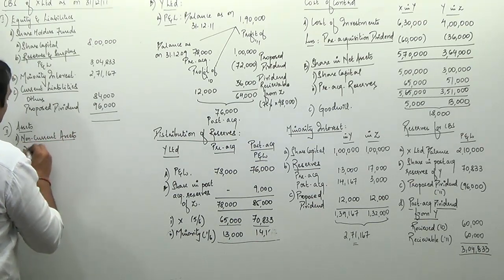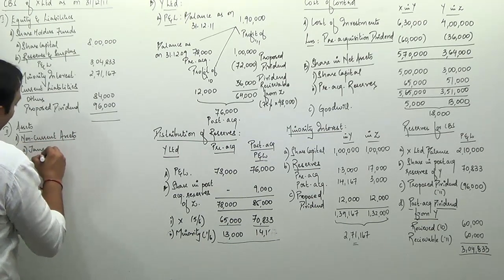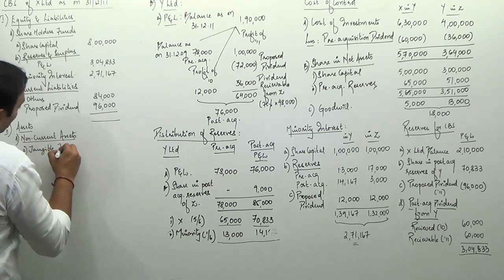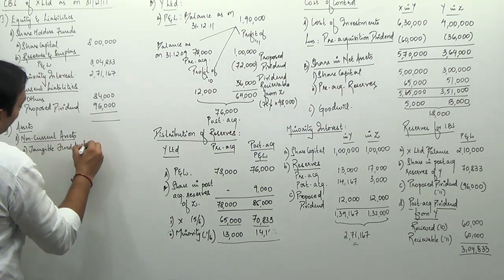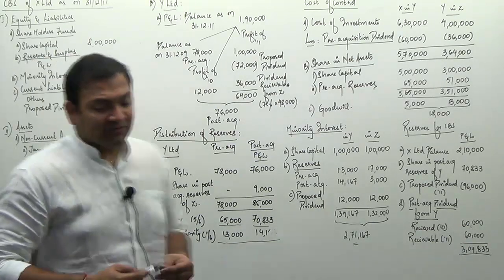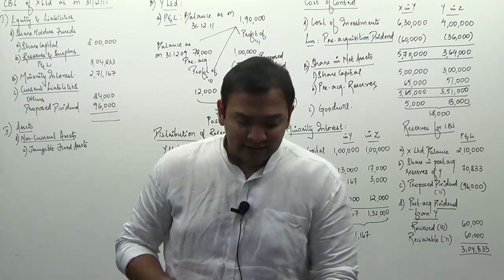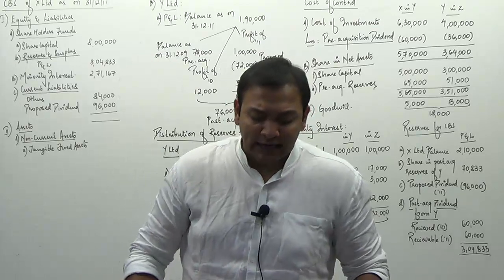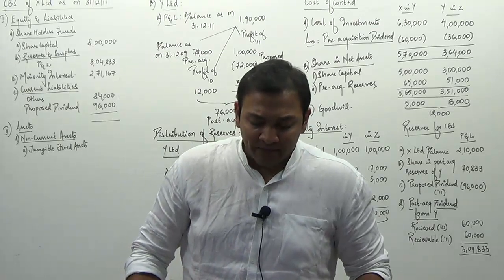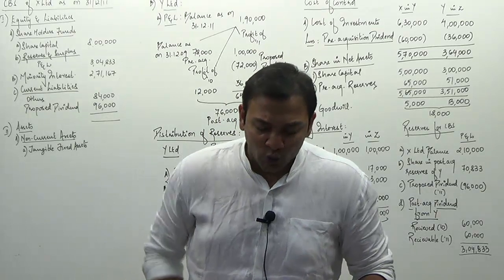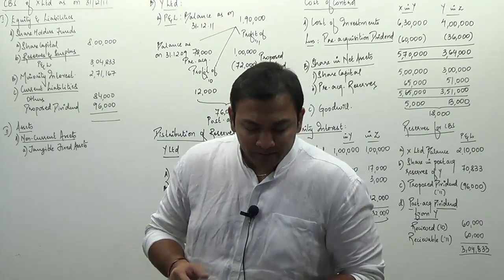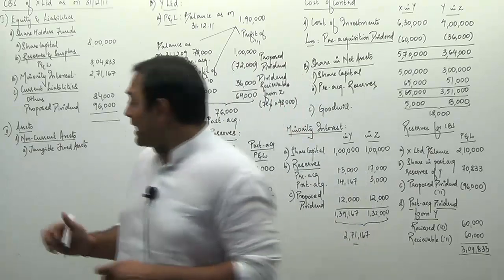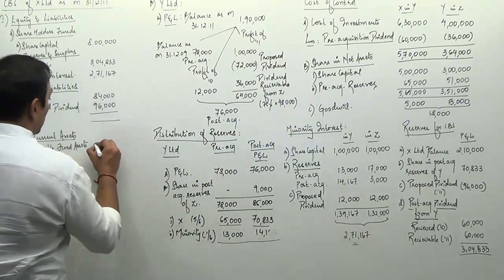Non-current assets, tangible fixed assets. Check the balance sheet for tangible fixed assets. Fixed assets less depreciation is 4,20,000, 3,76,000 and 5,22,000. So that is 13,18,000.